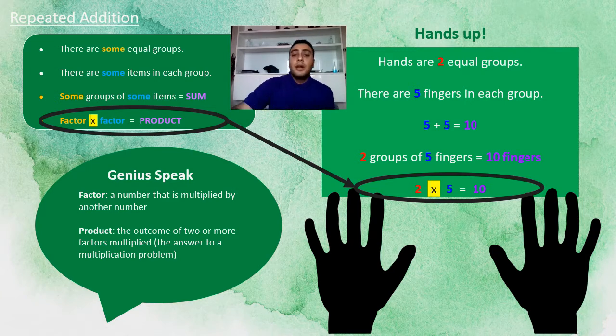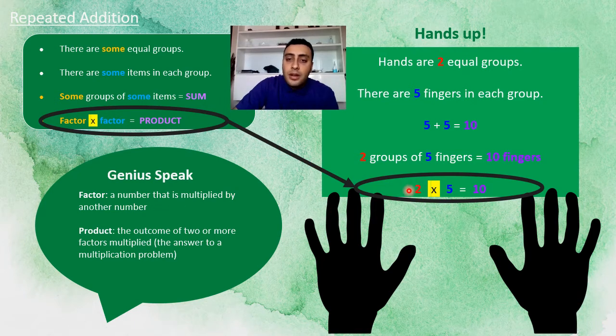Now, multiplication, if you look at here, is made of two parts. We have the part before the equal sign. You see, this is equal sign. And the part after the equal sign. Now, the part before equal sign is very easy. You see, we have factor times factor. What is factor? Factor is a number that is multiplied by another number.